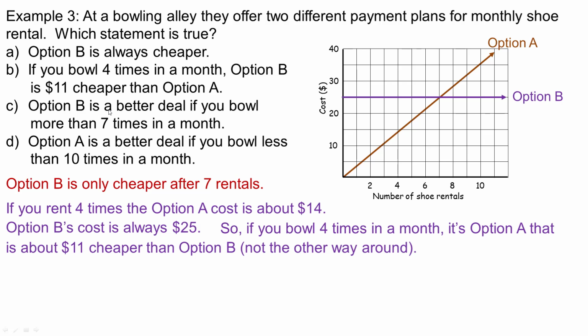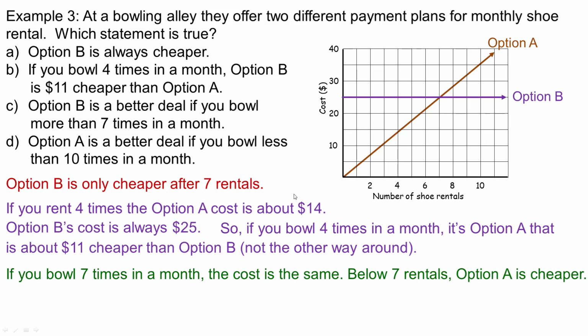C says option B is a better deal if you bowl more than 7 times a month. So here, this is the point that I was talking about. At 7 times a month, they both cost $25. Option B is a better deal if you bowl more than 7 times. Well, that's true, because once you go to 8 or 9 or 10 times, option A is more expensive. So if you bowl 7 times in a month, the cost is the same. Below 7 rentals, option A is the cheaper one. But after 7 rentals, option B is cheaper, so C is the correct one.